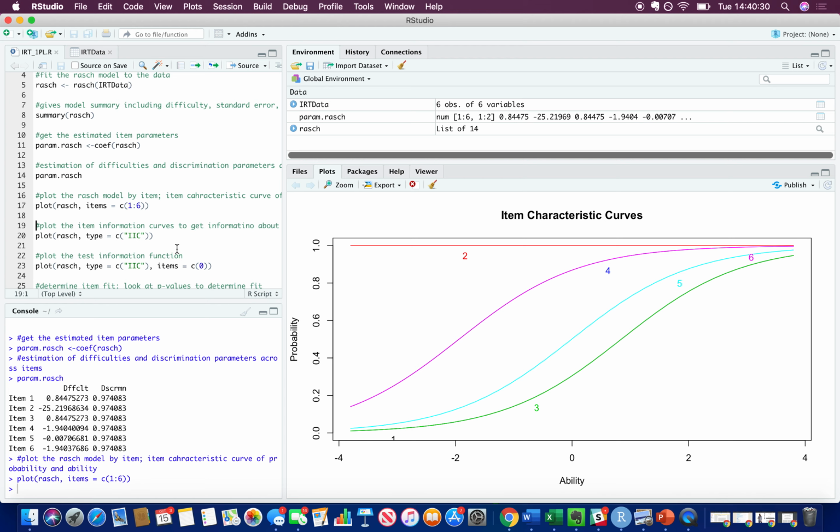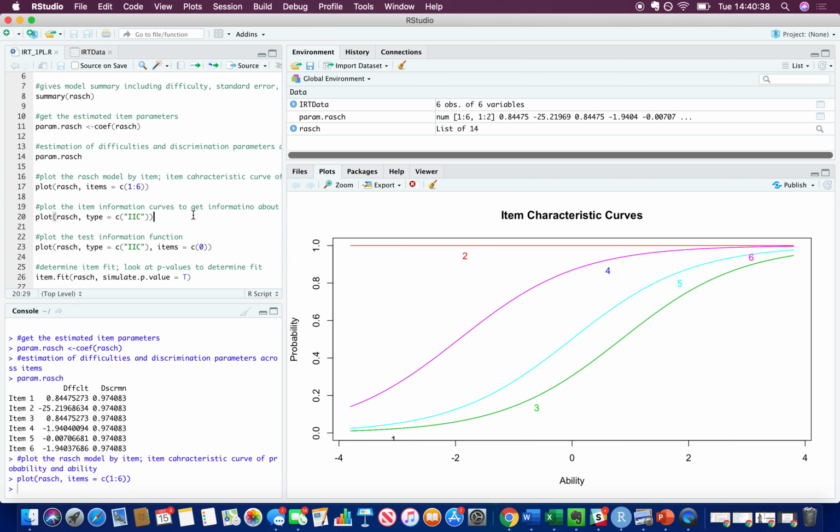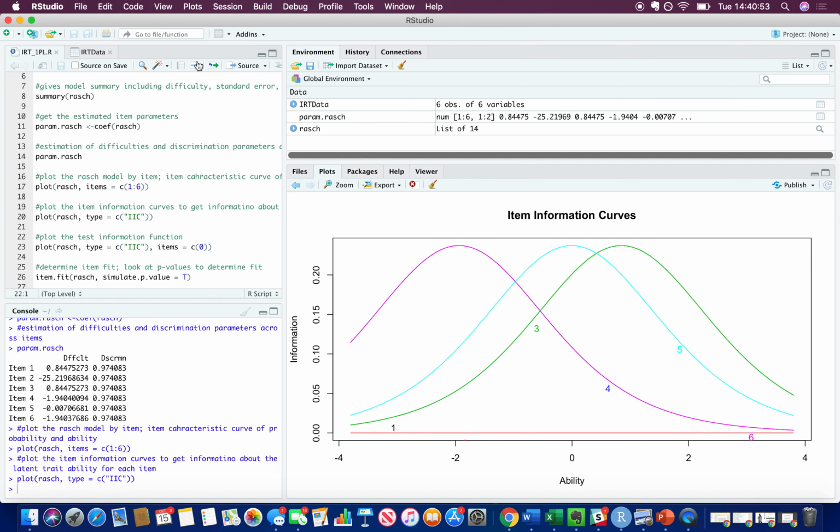All right, next, we're going to plot the item information curves, and so this will give us more information about the latent trait abilities for each item. So the curves will peak at the difficulty value, so that's considered the point of highest discrimination. And then as the ability gets farther away from the difficulty estimate, the less information we receive. So really difficult items are not going to provide much information about a person with a really low ability because the item's already too hard, and then very easy items will provide little information about people with higher ability.